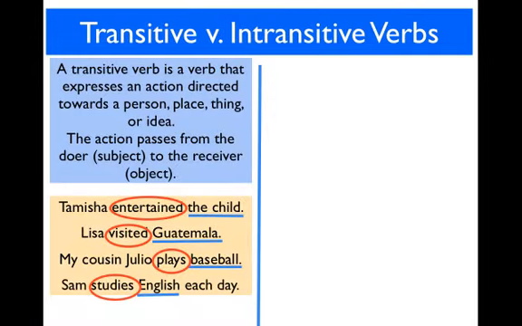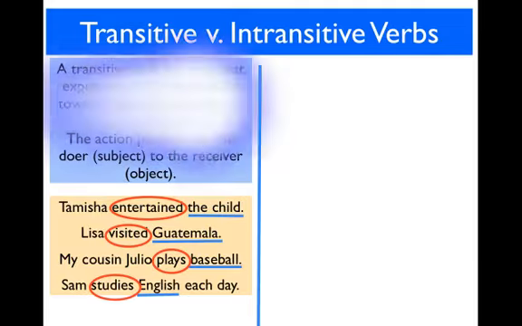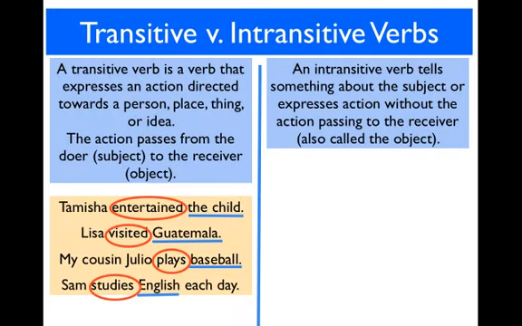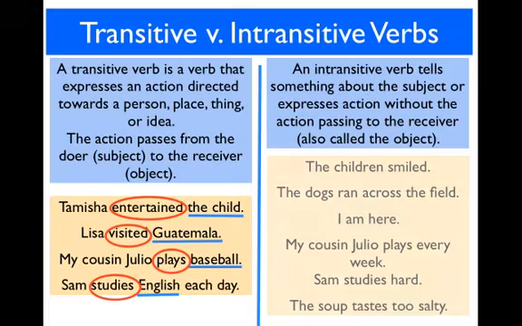Now let's look at what intransitive verbs are. Intransitive verbs tell us something about the subject or express action without the action passing to the receiver. So in other words, there is no object. Nothing is being passed to the receiver. So I'm going to show you what that looks like in the next few examples.